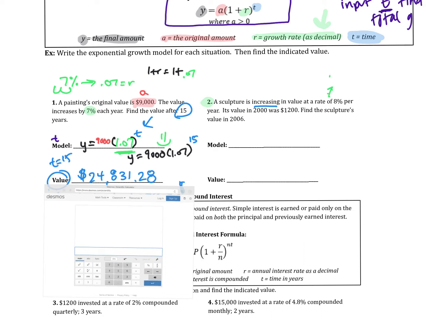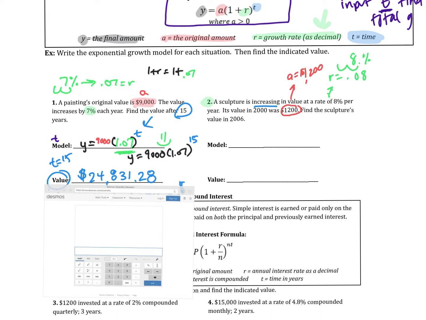8% means that our rate is going to be 0.08. Remember, because 8%, we're going to move the decimal place 2 times. That gives us R is 0.08. Its value in 2000, that's the original value that we're talking about right now. So we just figured out that A is $1,200. Its value in the year 2000 was $1,200.